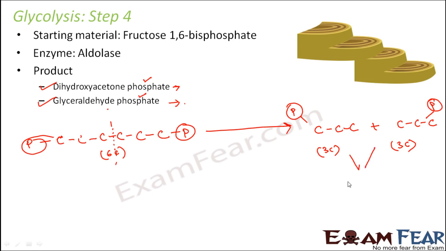And these two are isomers of each other. Both of them have the same molecular formula, that is C3H5O3P1. This is the molecular formula for both of them, but the arrangements in both are different. This is what happens, and it happens in the presence of the enzyme called aldolase. So finally in step 4, the 6 carbon compound got split into 2 three carbon compounds. Let's see what happens next.